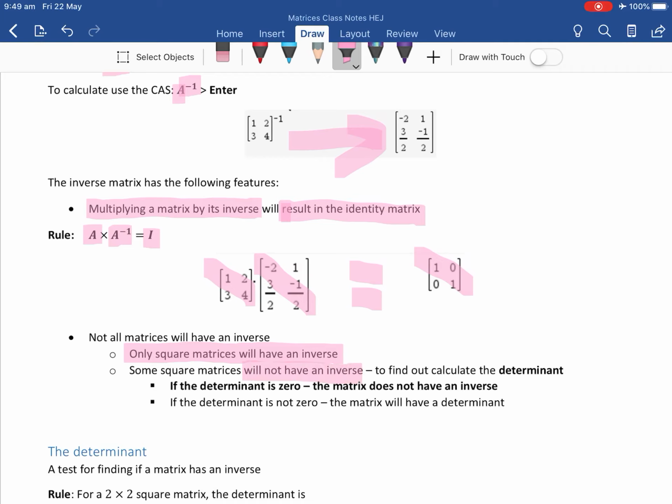To find out whether it does or not, you need to calculate the determinant. If the determinant is 0, the matrix does not have an inverse. If the determinant is not 0, the matrix will have an inverse. I think that's wrong here, which is why it sounded weird. It will have an inverse. Now we're going to go into how to find the determinant, which isn't too tricky.